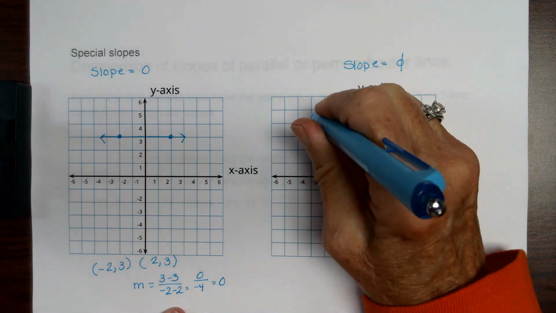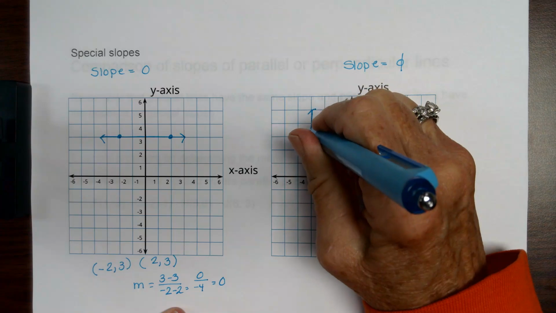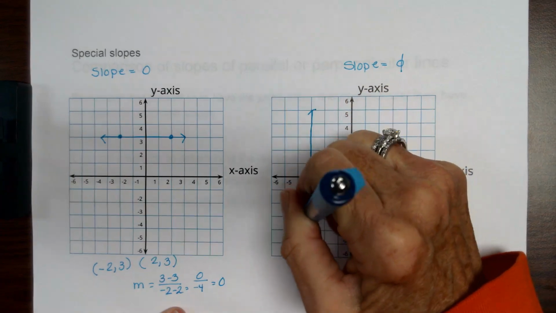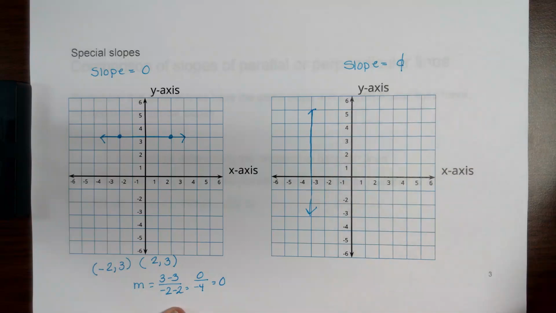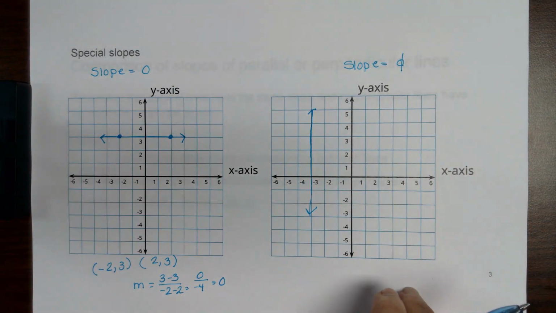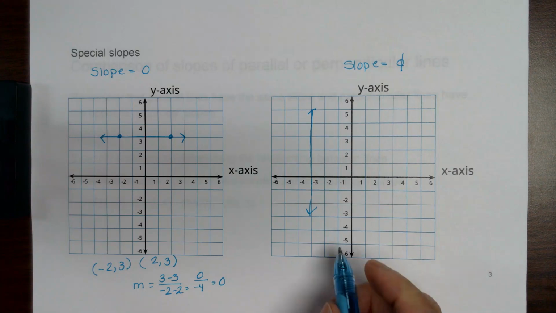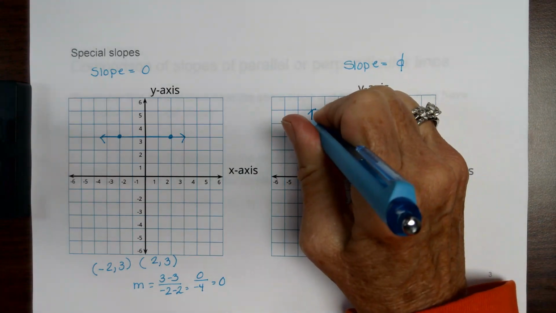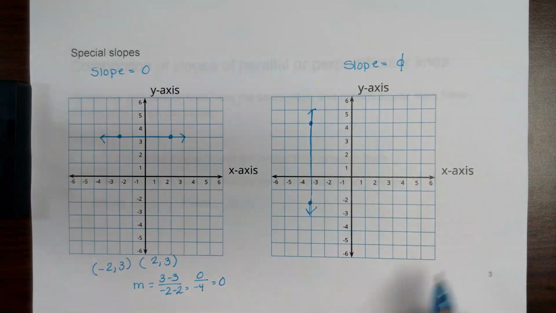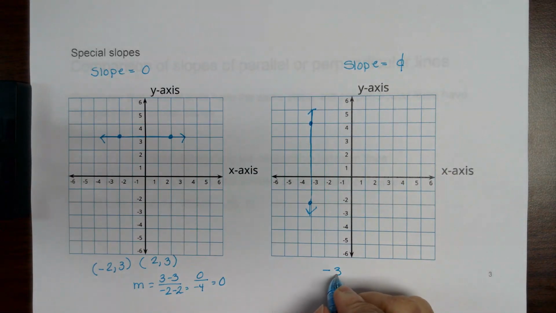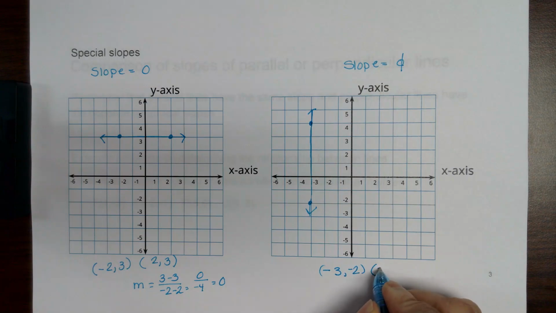A vertical line always has a slope of undefined. Okay, that's not the same as a slope of 0. That's a slope that cannot be found. Because, let's say that I have these points. I have the point negative 3, negative 2, and I have the negative 3, positive 4.